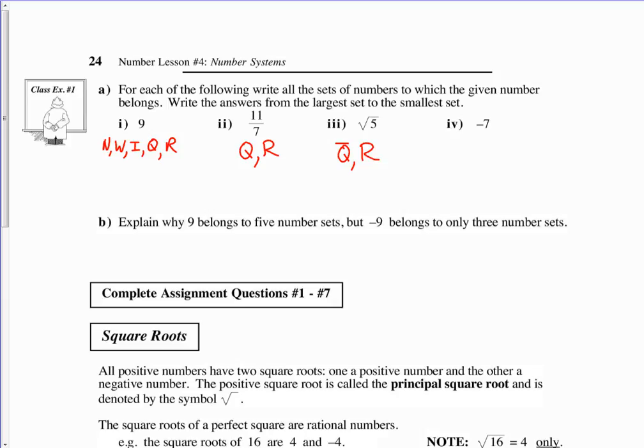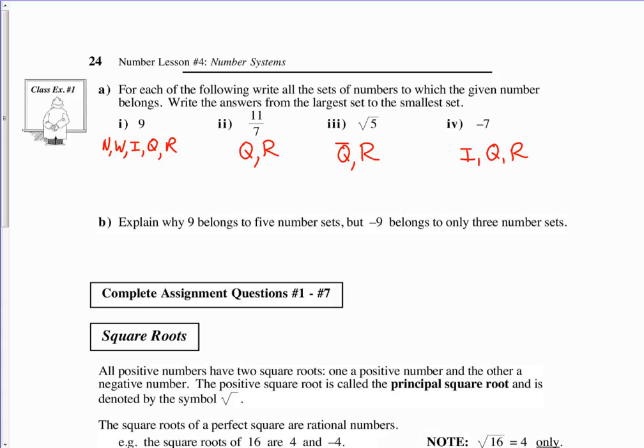Okay, what's the first set or the smallest set that -7 fits into? So is it a natural counting number? No. Is it a counting number including 0? Is it an integer? Yes, it's a negative whole number. So the smallest set is integer. And if it's an integer, it's also automatically inside rational. And then automatically real. Got it.